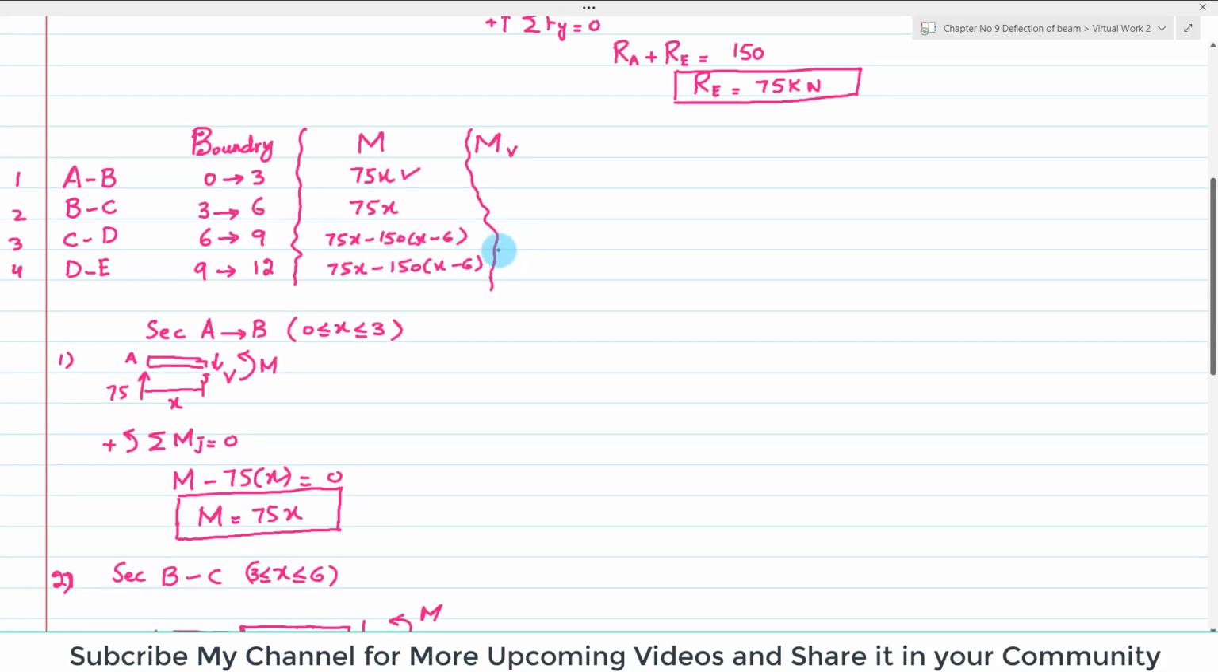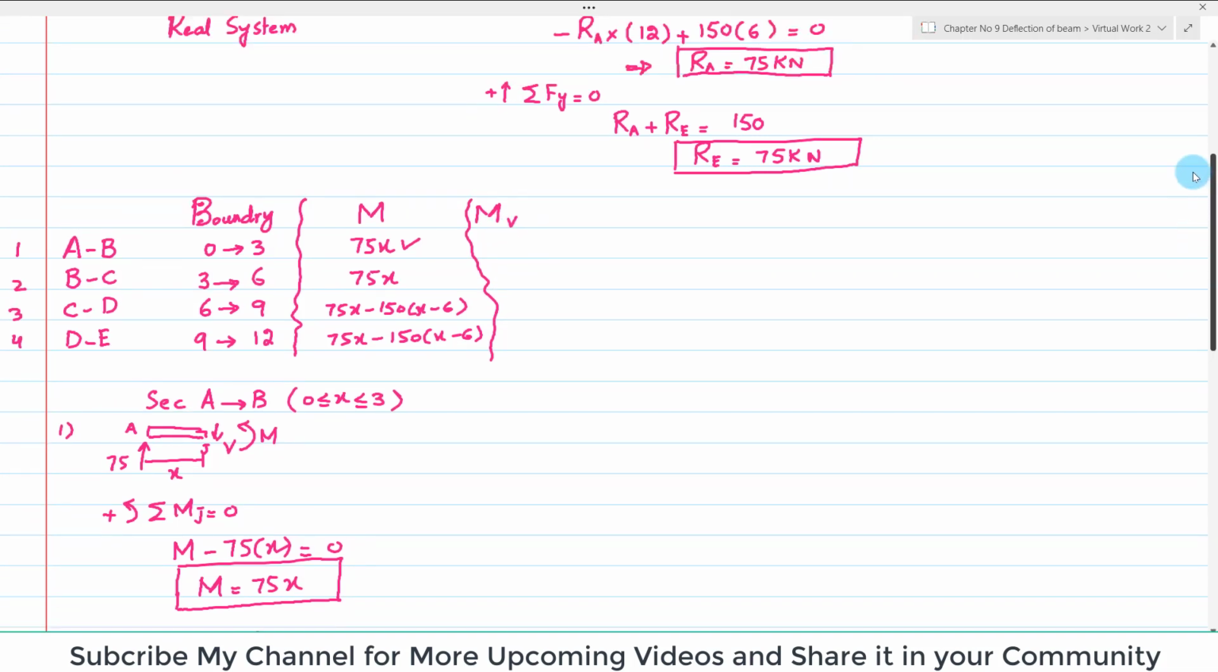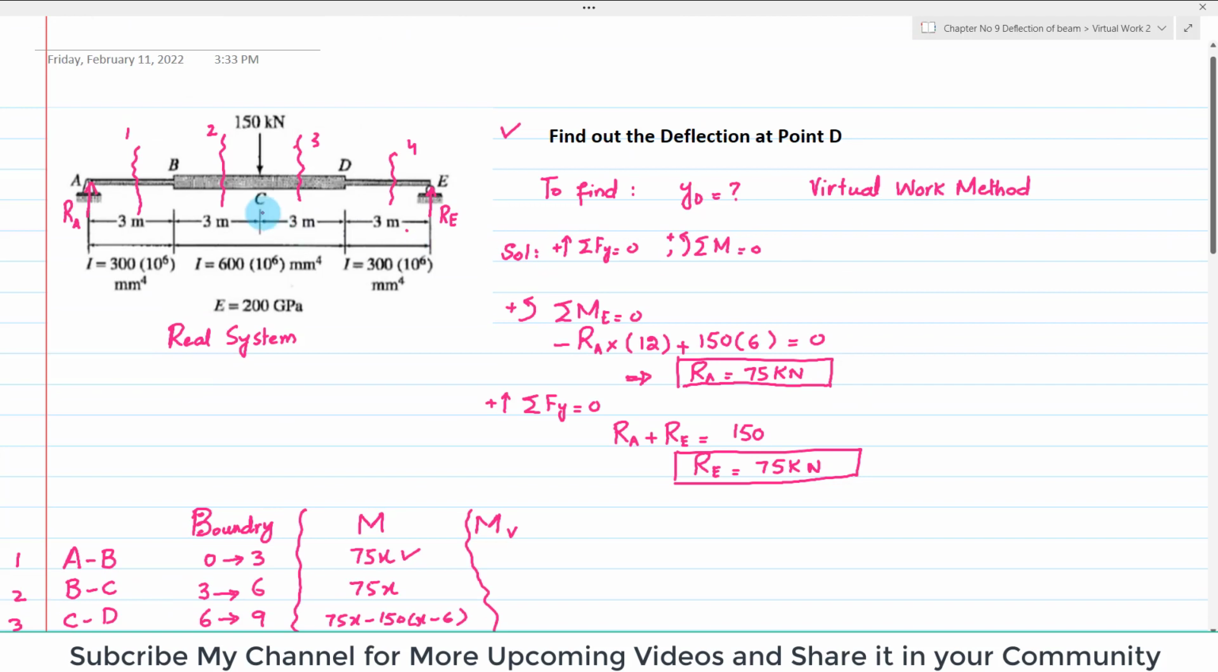Now we will find the moment for the virtual system. For the virtual system, first we will apply the virtual load at point D. Why? Because we are interested in finding the deflection at point D. So I will draw it over here for the virtual system.